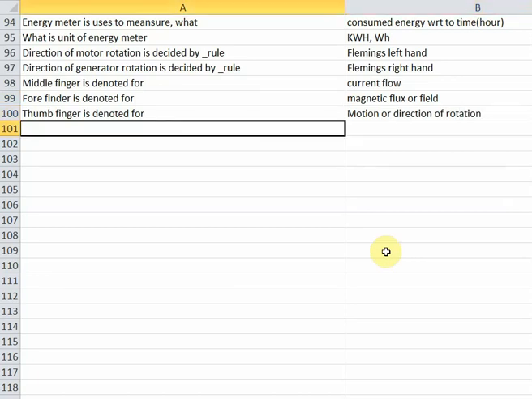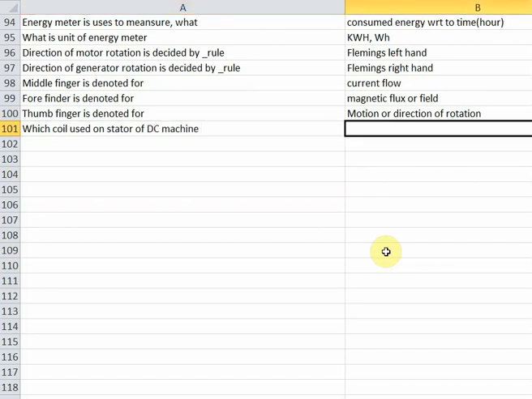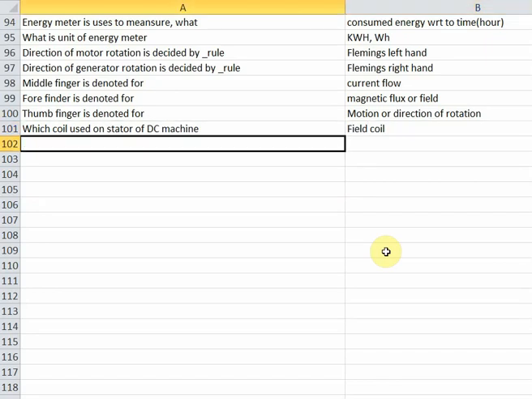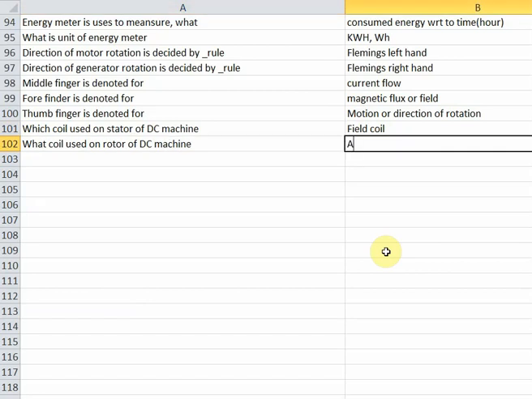What is the stator? The stationary part of the machine. What coil is used on the stator of a DC machine? Field coil. What coil is used on the rotor of a DC machine? Armature coil. Okay.